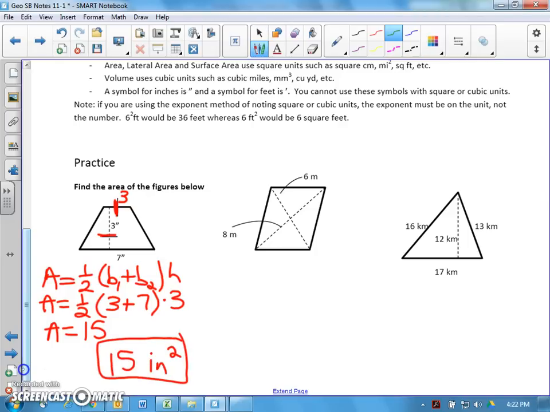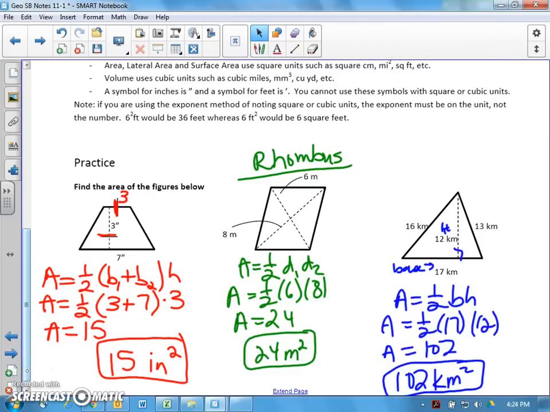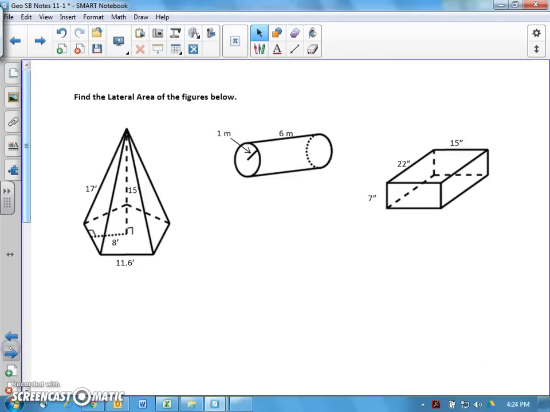This next figure is a rhombus, and you would need to be told that, but I'm telling you it is a rhombus. So what I want you to do is stop the video, go work these two out, and then check them. Okay, so you should be checking your rhombus and your triangle to make sure that you did those correctly. Stop the video if you need to make corrections. Otherwise, we're going to go ahead and look at these lateral area problems.